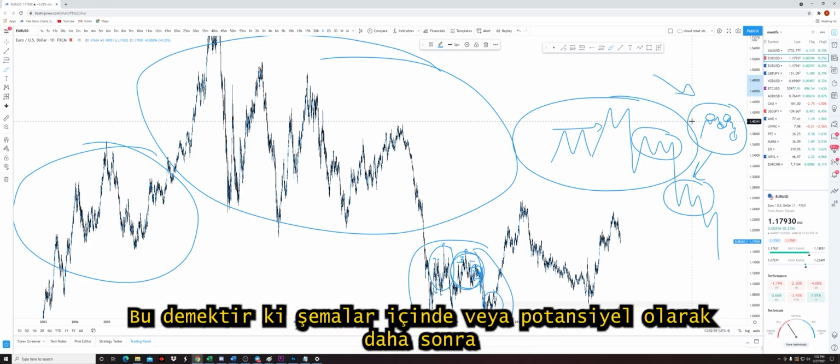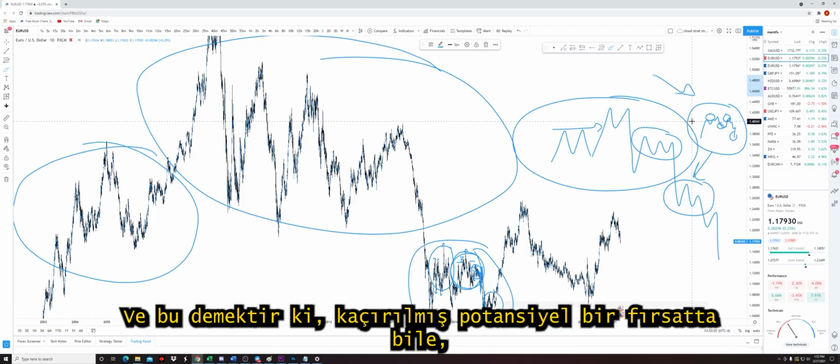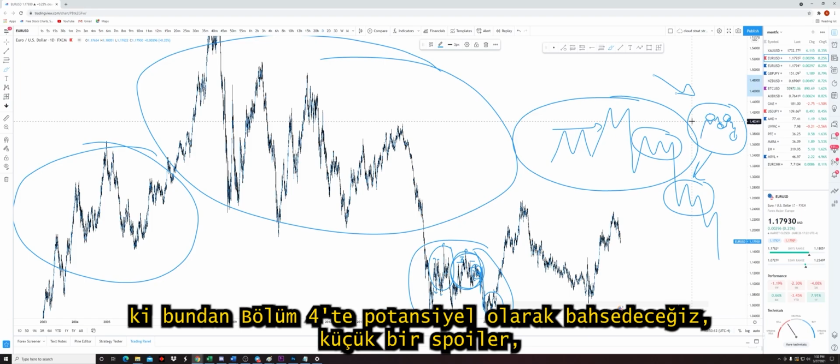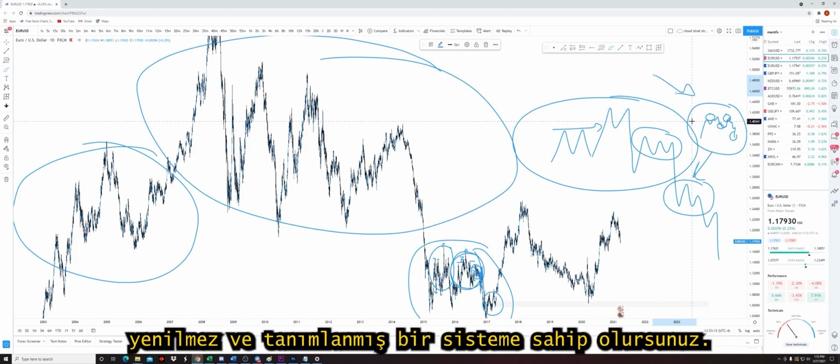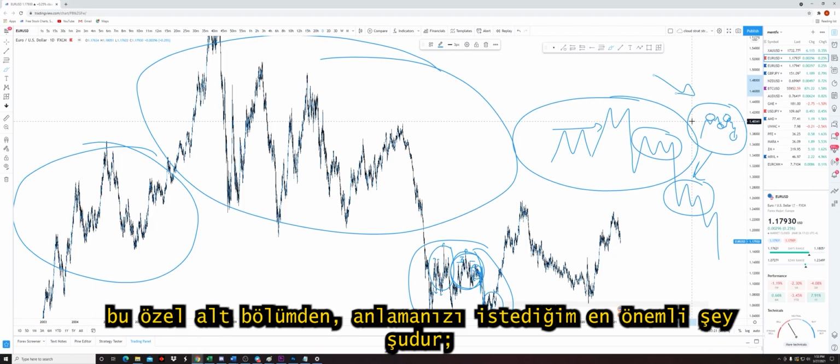Because if price is undergoing this constantly, and is constantly evolving and constantly transferring buys and sells, that means that there's always going to be potential mitigation. That means that there's always going to be new schematics that unfold within schematics or potentially later on. And that means that you can always, even on a missed potential opportunity, look to get involved down the line. Okay? And then you partner that potential with proper strict risk management, which we'll talk about in section 4 potentially. If there's a section 4, little spoiler, you have an unbeatable and defined system.